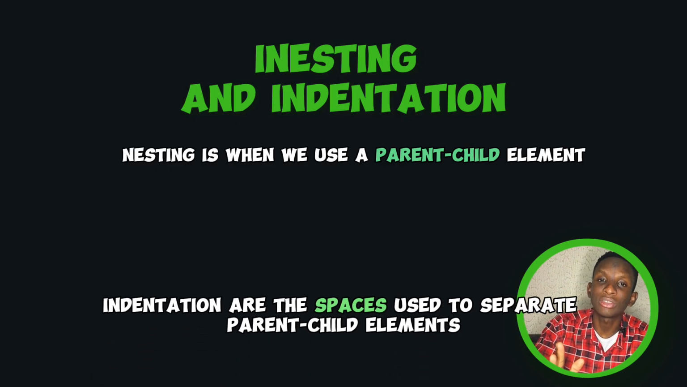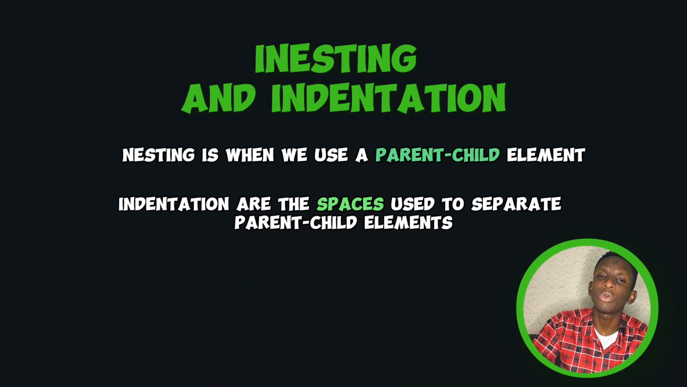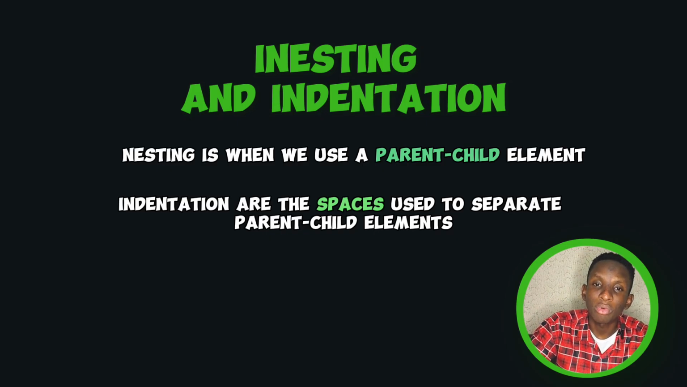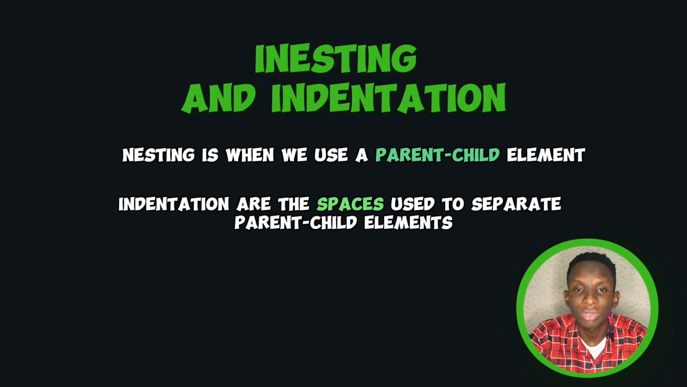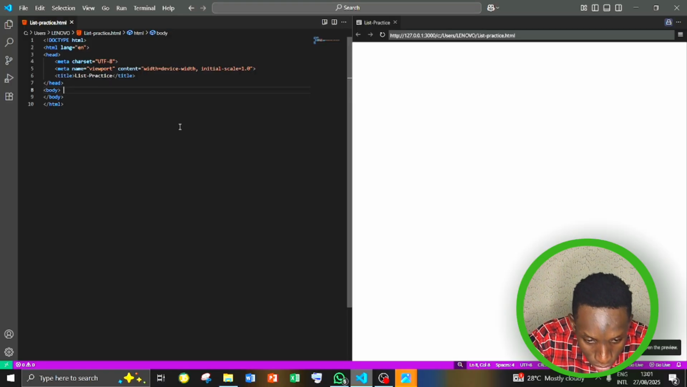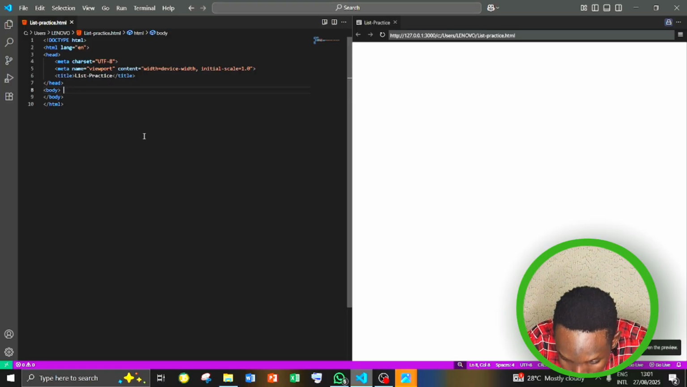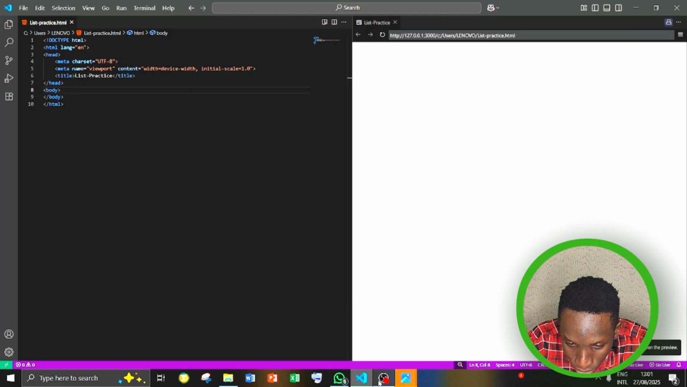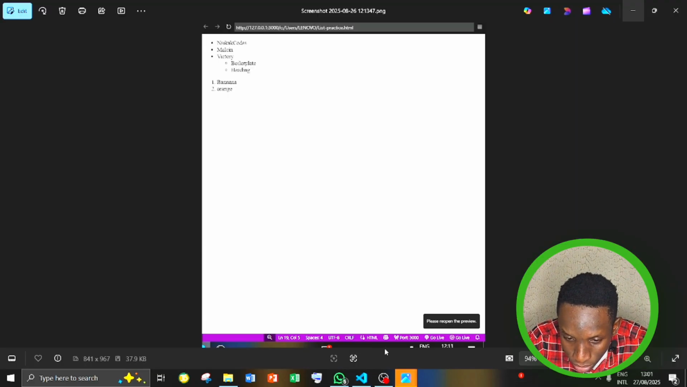Indentation is the spaces, usually 4 spaces most times. Indentation is used in all programming and markup languages, apart from CSS, which doesn't really deal with indentation. Okay, so let's get into it. This is the code we are going to be replicating in this exercise, for you to be able to practice nesting and indentation.